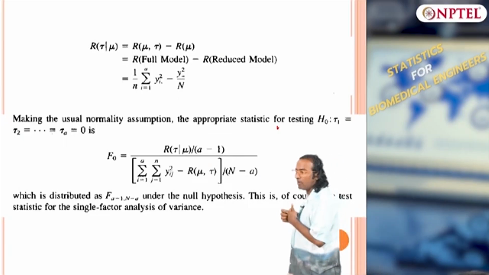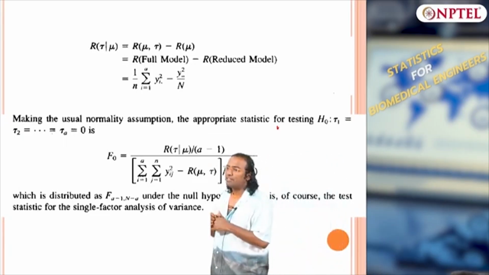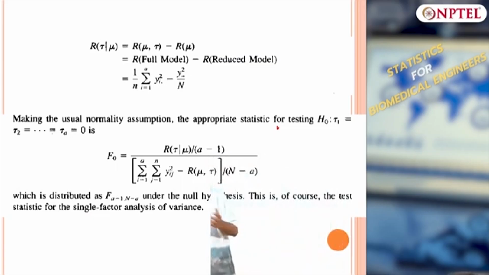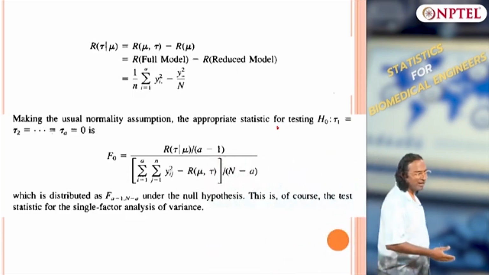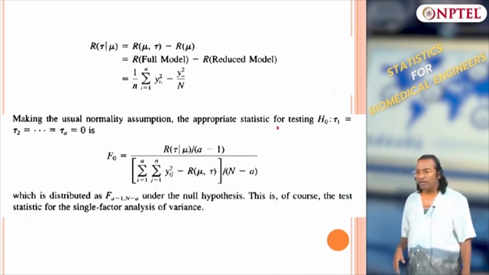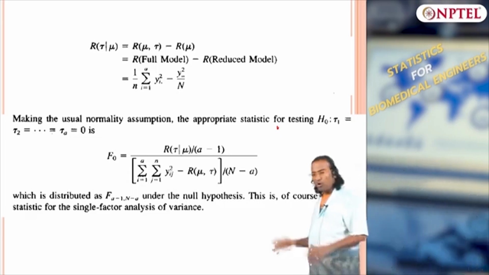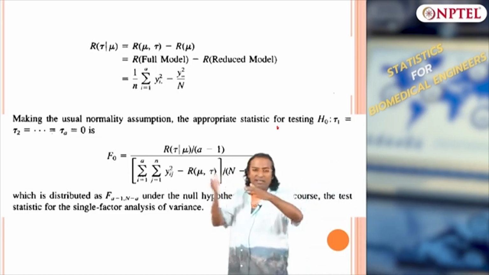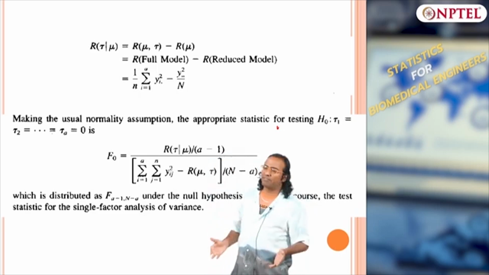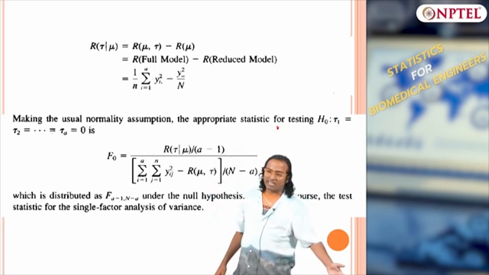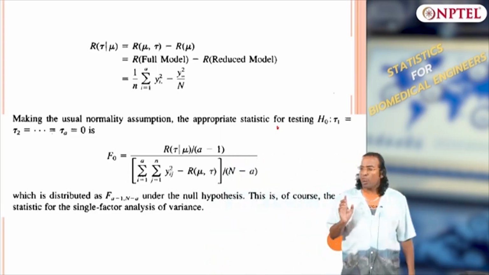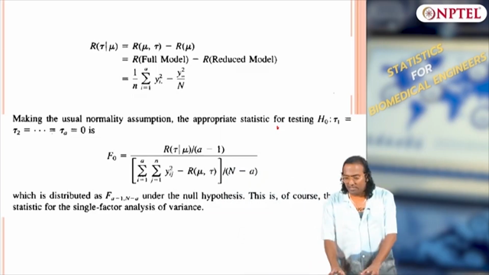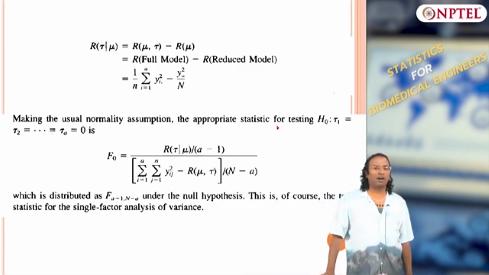So truly, what do I want to check in treatment in ANOVA? I want to check the variability explained by the treatments compared to the unexplained variability, and that is what your F distribution is. That is R of tau given mu divided by a minus 1, because there are a minus 1 degrees of freedom, divided by the unexplained variance. The unexplained variance has degrees of freedom of a into n minus 1, which is capital N minus a, clear. So this is the overall ANOVA in a nutshell.